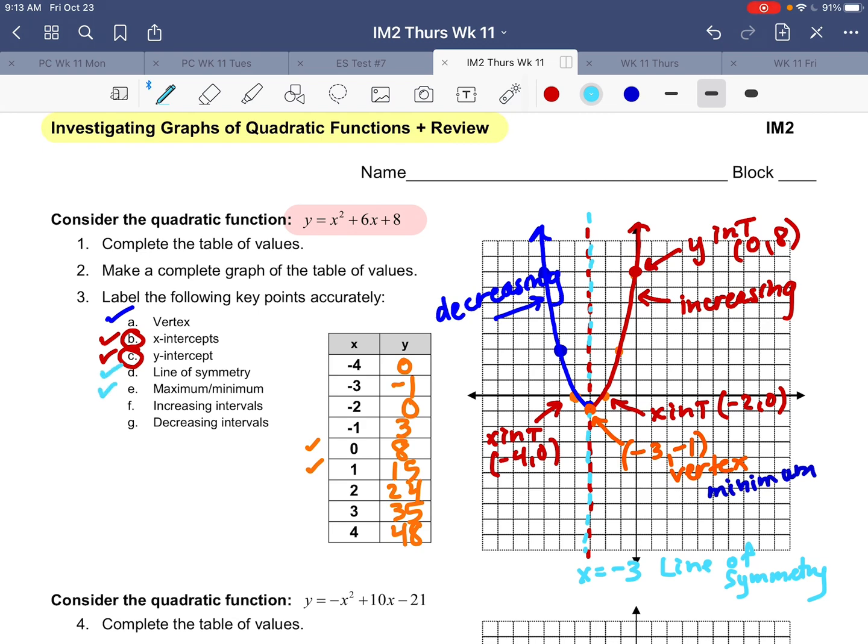Okay. We already labeled our minimum value since it's opening up. Oh, and we already labeled our increasing and decreasing portions of the graph. Okay, so like I said, this is just an intro to graphing quadratic functions, a lot of new vocab and understanding that when you do graph a quadratic function, that you're going to get that parabola shape, either facing up or down, and we're going to be focusing a lot on these graphs the next few weeks.